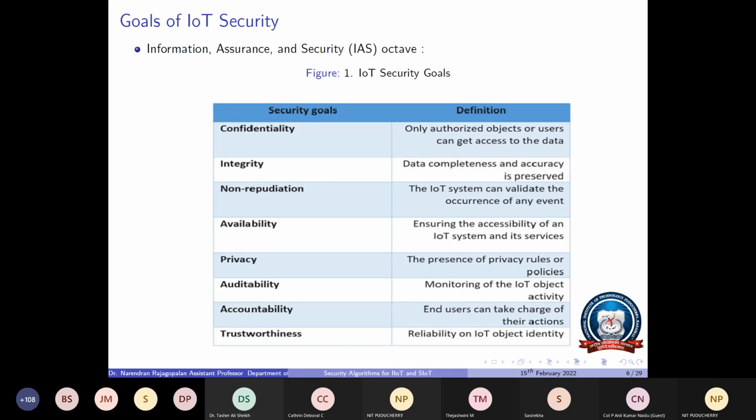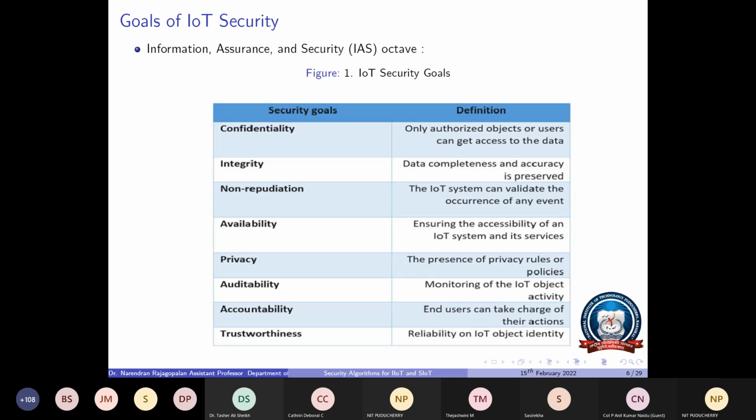Auditability basically is being able to monitor and log the activities of IoT objects. Accountability is an opportunity by which the number of users that are using it and their actions are logged.